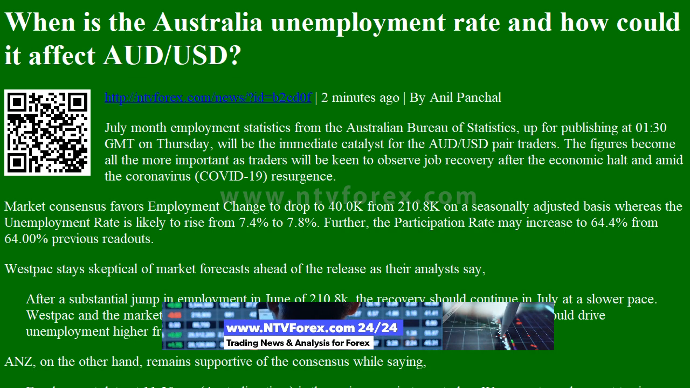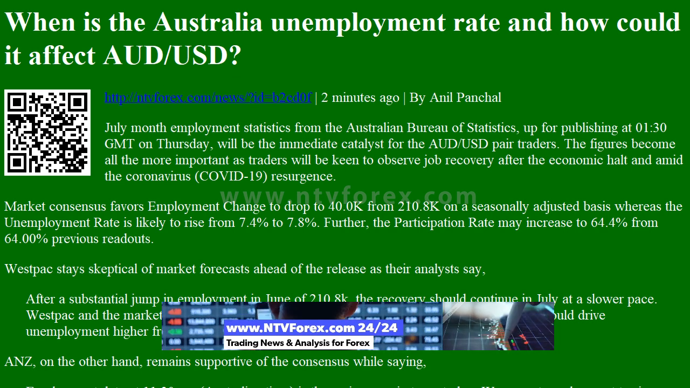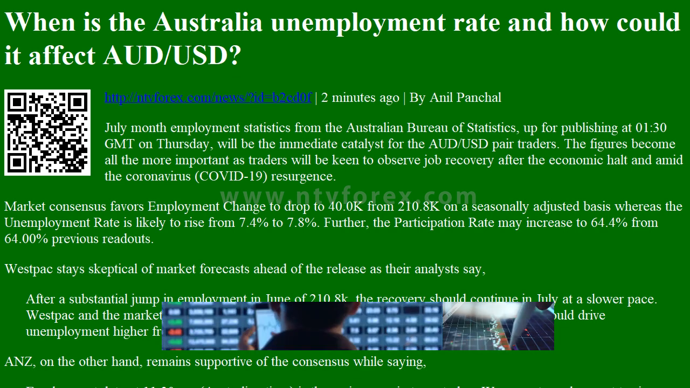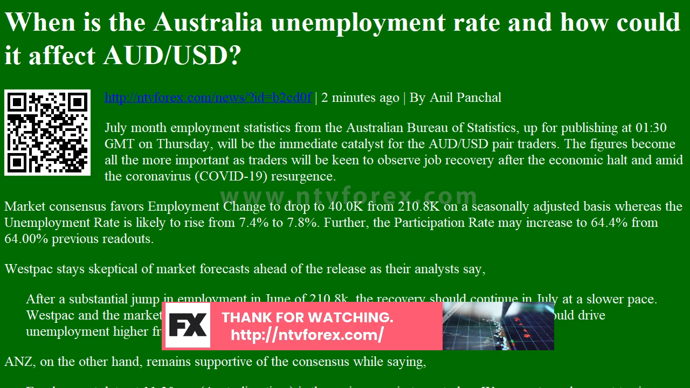July month employment statistics from the Australian Bureau of Statistics, up for publishing at 0130 GMT on Thursday, will be the immediate catalyst for the AUD/USD pair traders. The figures become all the more important as traders will be keen to observe job recovery after the economic halt and amid the coronavirus COVID-19 resurgence.